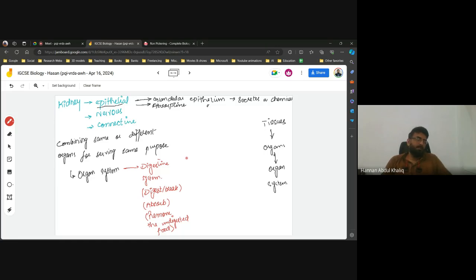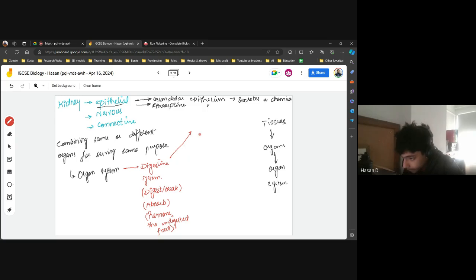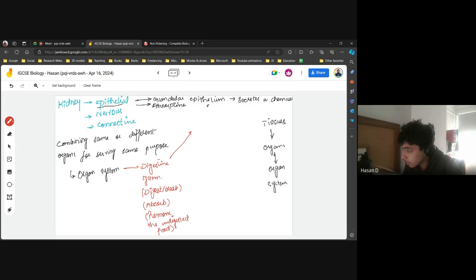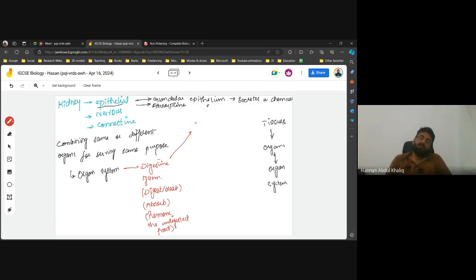Okay, so let's first talk about the organs that are present in the digestive system. Can you name the organs? Stomach, kidney, liver, pancreas, small intestine, large. Okay, the digestive system starts from the mouth. Then the next organ is the esophagus. And then stomach, small intestine, large intestine.